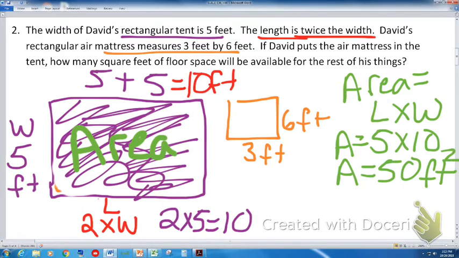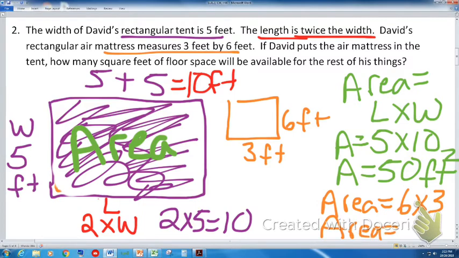So now we need to find the area of his air mattress. We already know it's a 6 by 3, and area equals length times width, so area equals 6 times 3. So the area of his air mattress is 18 square feet, or 18 feet squared.